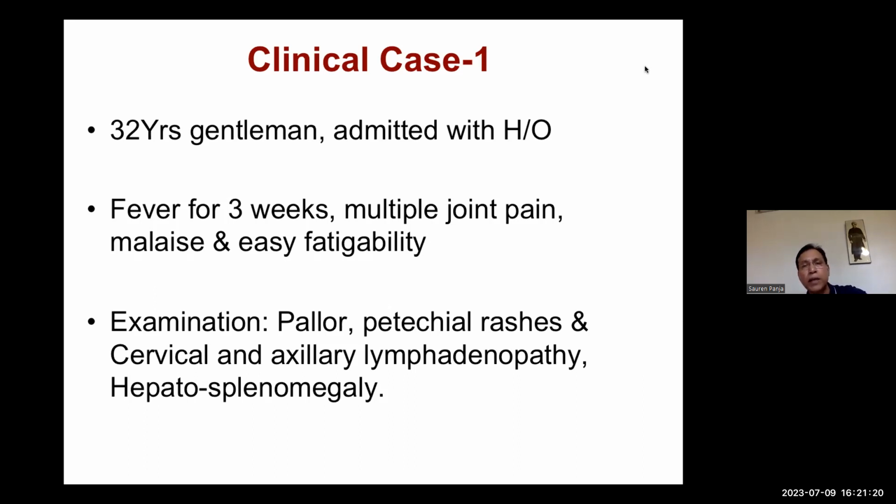And this patient had pallor, petechial rashes, cervical and axillary lymphadenopathy, and hepatosplenomegaly. So the lymphoreticular system has also got involved.